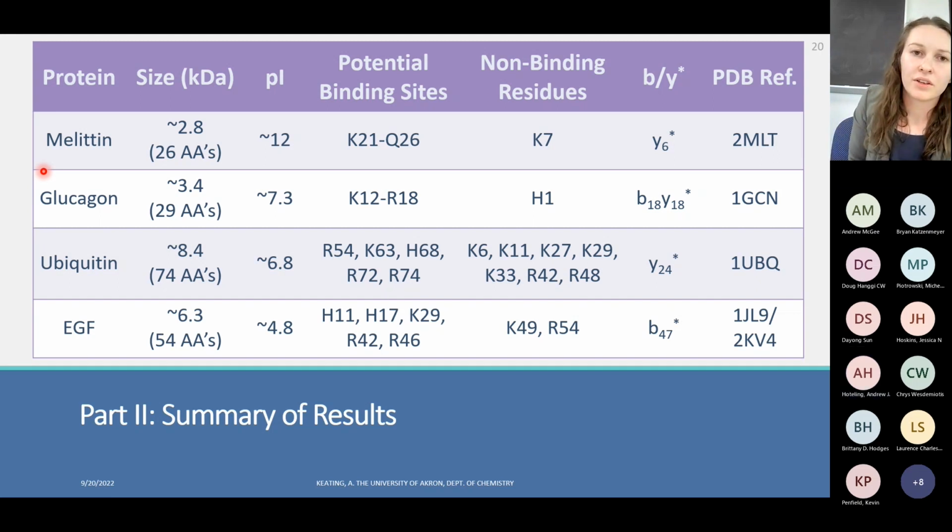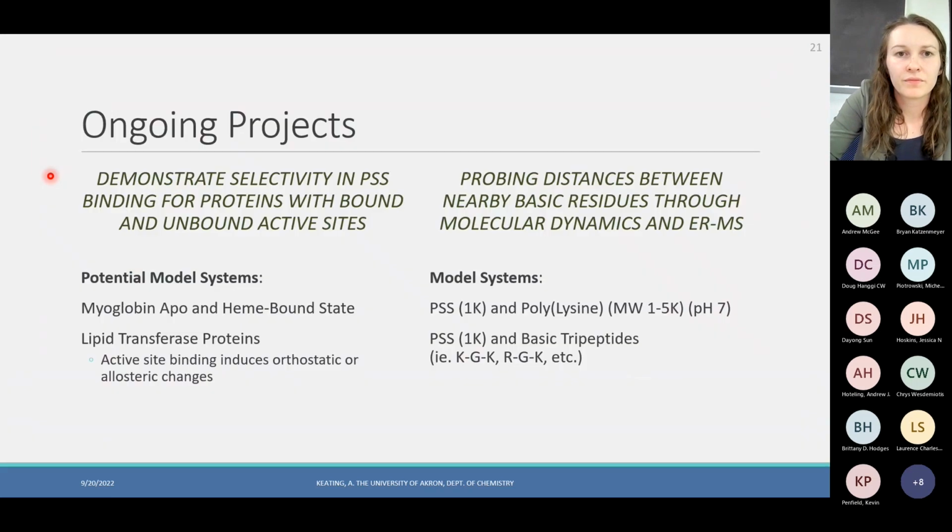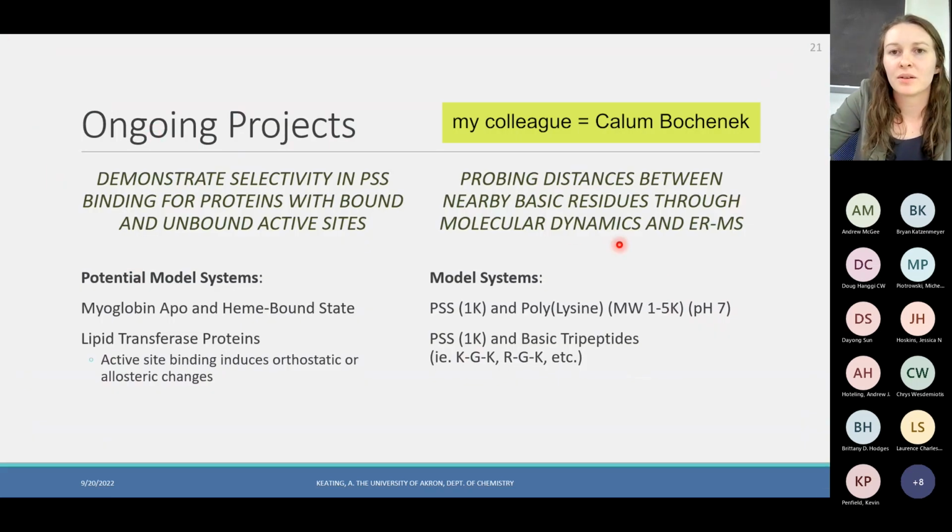Yeah, that could definitely, especially if by themselves they'll retain to the point that you could then get those site-specific regions. Absolutely. So my colleague and I are actually working on modeling polystyrene sulfonate in different polylysine oligomers, and then studying, using a modified energy resolved mass spec technique, that interaction between different sizes and the amount of basic residues that it's bound to.